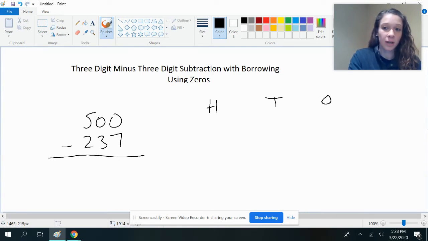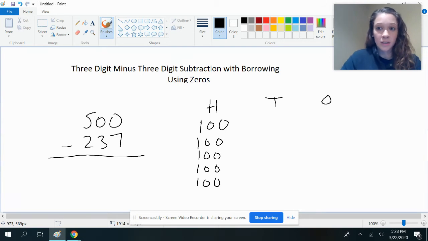Okay, let's think, how many hundreds do I have in the number 500? I have 5 hundreds, so 1, 2, 3, 4, 5. I have no tens and no ones because there are zeros in both of those place values. Now remember, our goal is to have numbers in our ones so that we can take away, because we always start with the ones. But you need to get numbers in the tens before you can borrow for the ones.